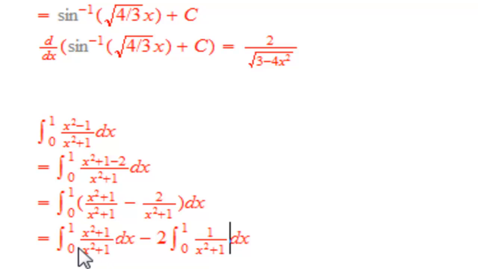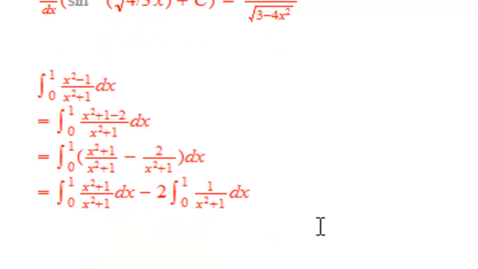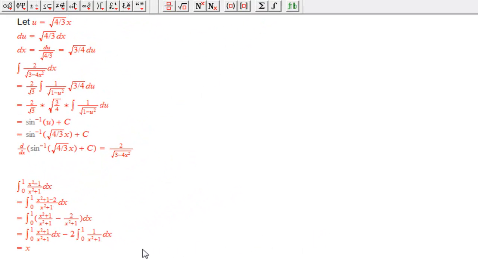Okay, well notice that's just the integral of 1, that first one. So for the first one here, the antiderivative is going to be x. And then for the second one, the antiderivative is, excuse me, not 2x, it's minus 2 times the antiderivative of 1 over x squared plus 1. And we know that that's inverse tangent.